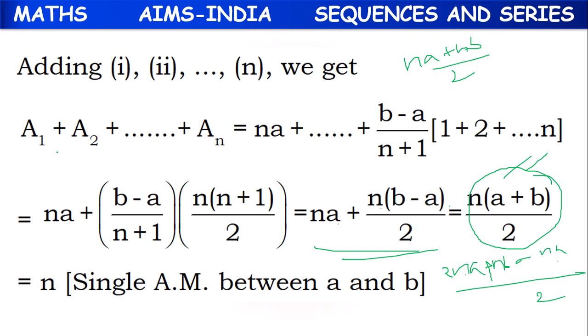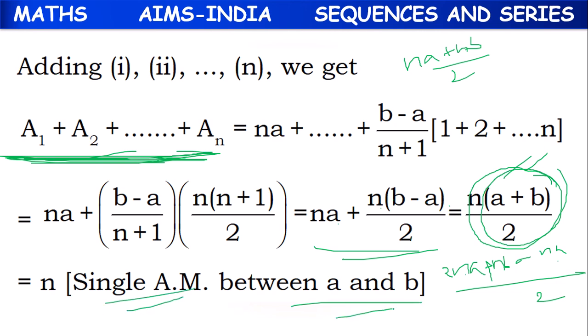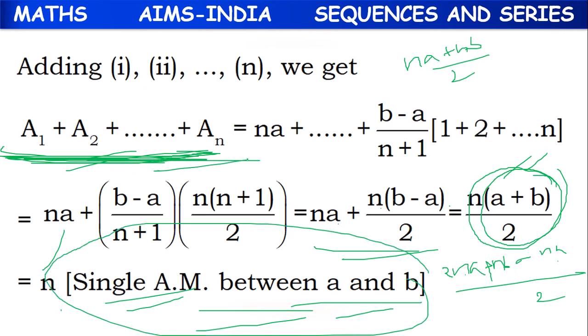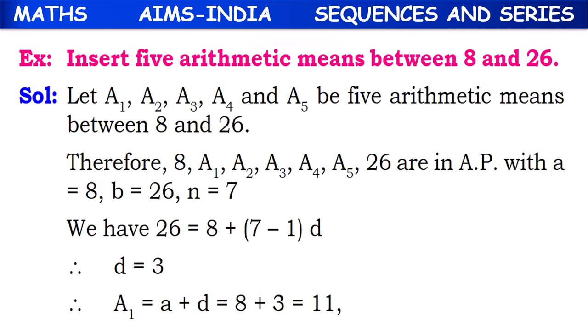What is this actually? The sum of arithmetic means. The sum of n arithmetic means equal to n into, what is (a plus b) by 2? It is the single arithmetic mean between a and b. So the sum of n arithmetic means equals n into the single arithmetic mean between a and b. This is another formula for the sum of n arithmetic means.